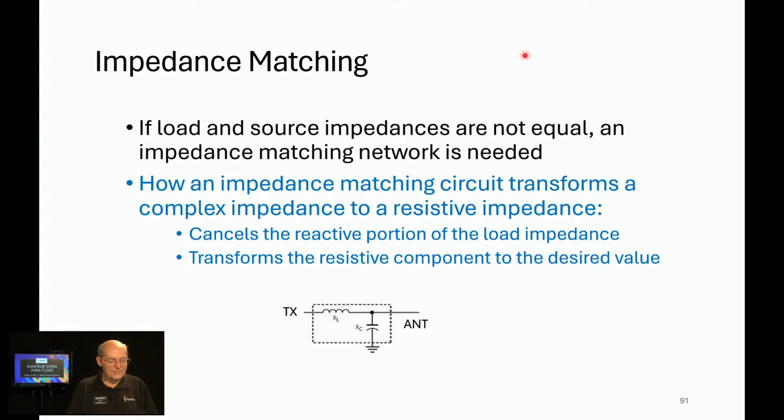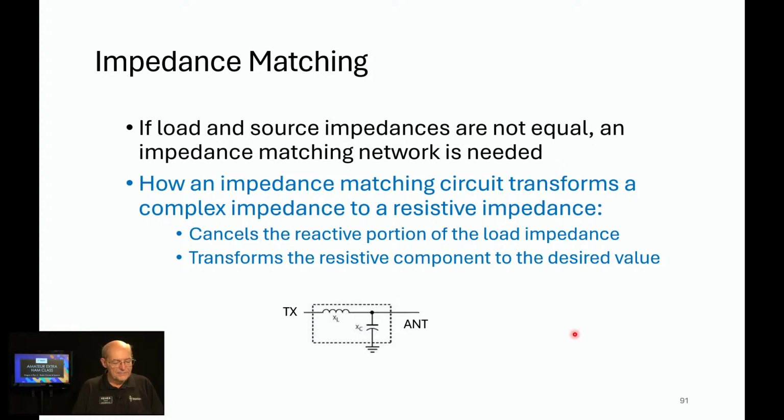All right. This we see all over the place in ham radio, especially between transmitters and antennas that may have different impedances. If source and load impedances are not equal, an impedance matching network is needed. Otherwise, you won't transfer the maximum amount of power to your antenna that you want.